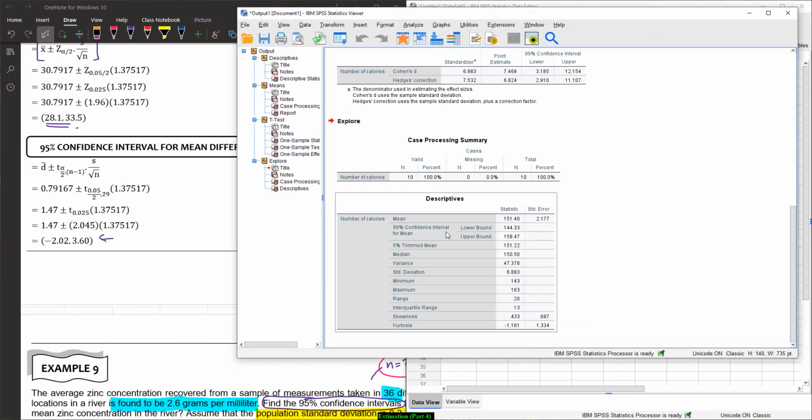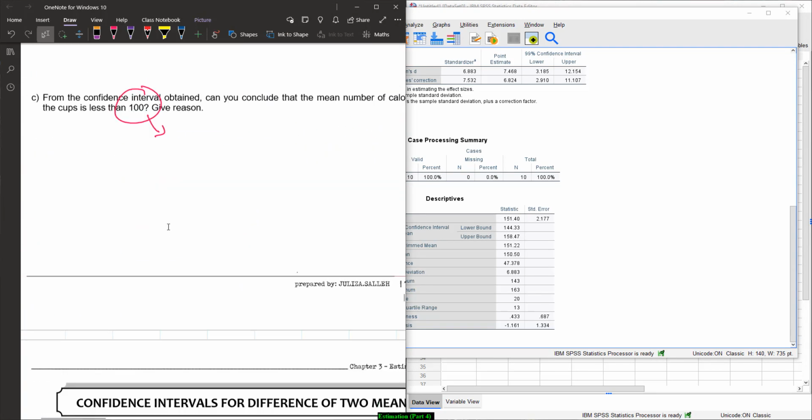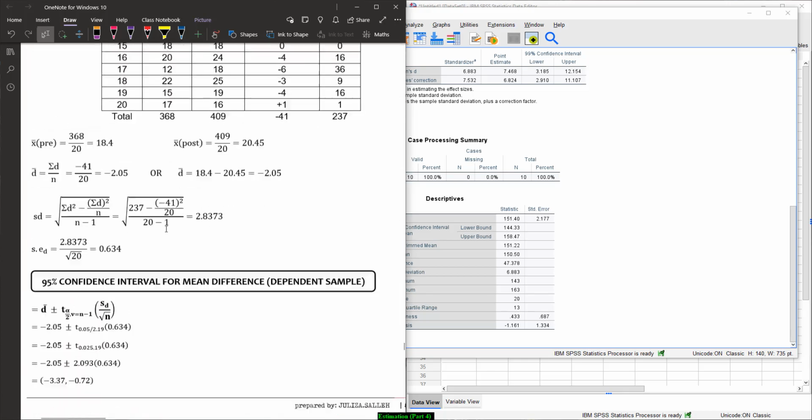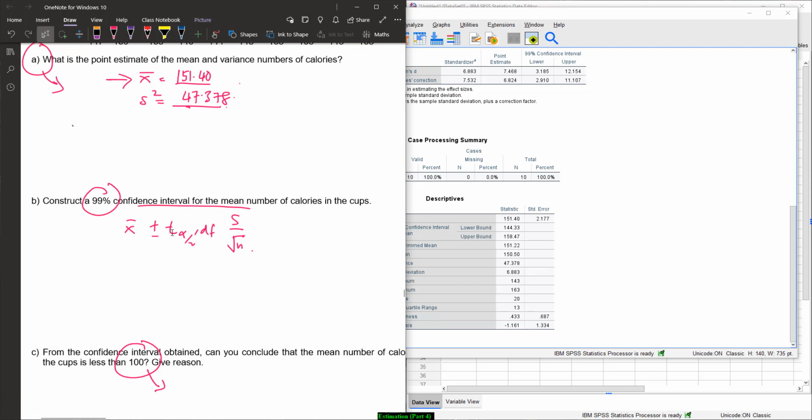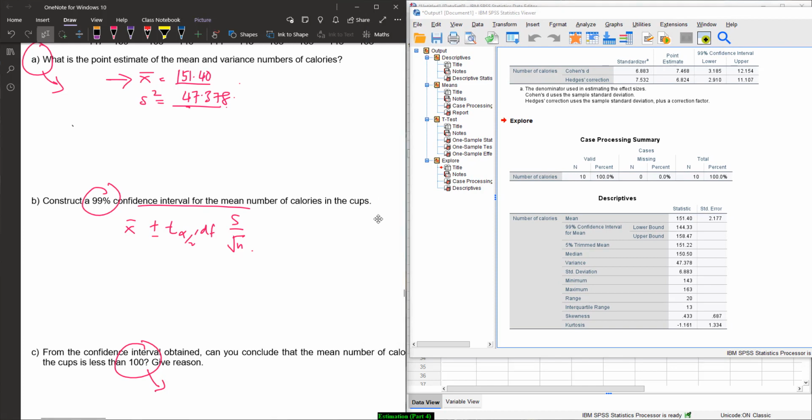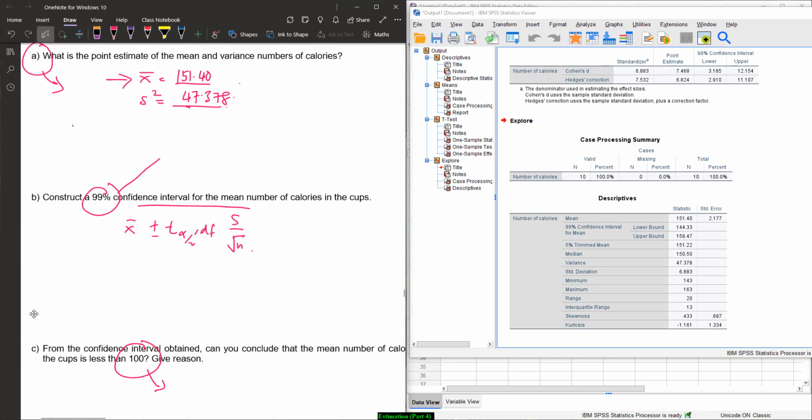So now they will give us the value of the confidence interval for the mean: the upper bound and the lower bound. Here we see the question. So this is the confidence interval of the mean for 99%. The lower confidence limit is 144.33 and the upper confidence limit is 158.47. So this is the confidence interval for the mean.